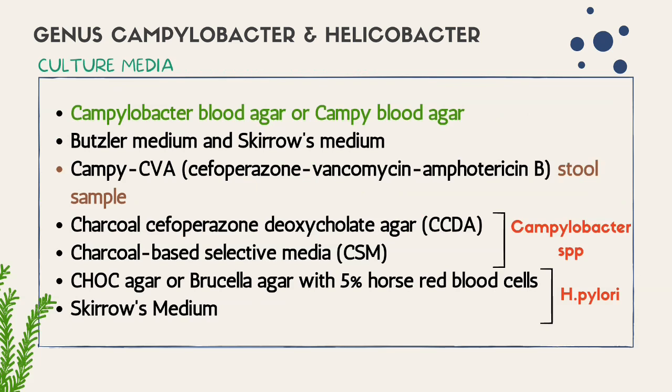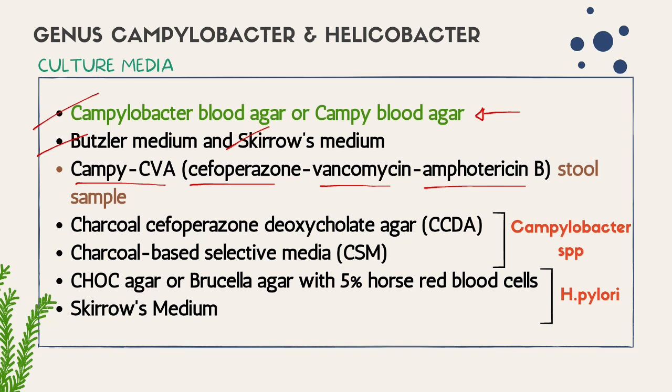So, for culture media, we have your Campylobacter blood agar, or Campy blood agar. This was named in association with the genus that it permits to grow, your Campylobacter. If Campylobacter blood agar is not available, we can use Butzler medium and Skirrow medium as well. If a stool sample was received, we can use the Campy CVA, which has the antibiotics cefoperazone, vancomycin, and amphotericin B, which are toxic or can kill non-pathogenic enteric bacteria and only yield Campylobacters in the process.